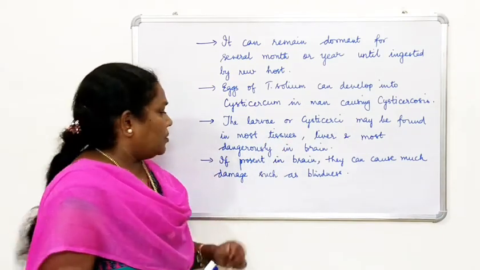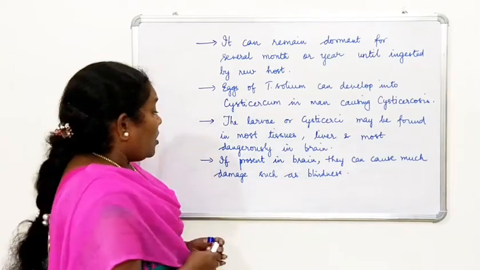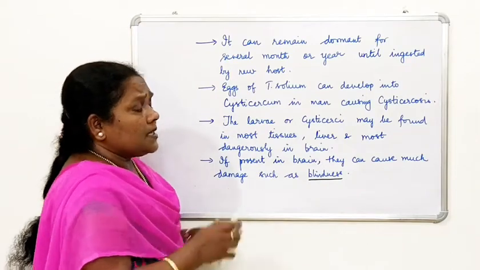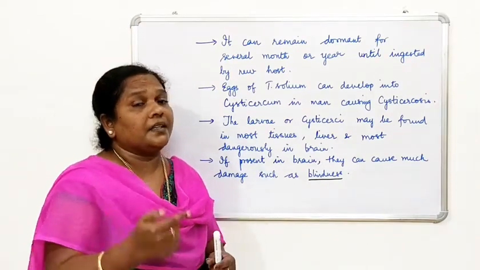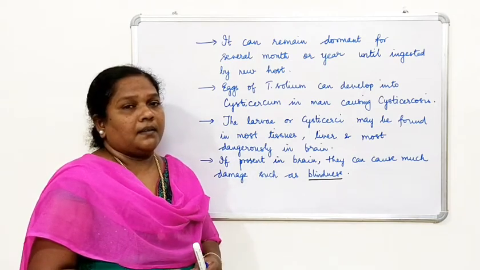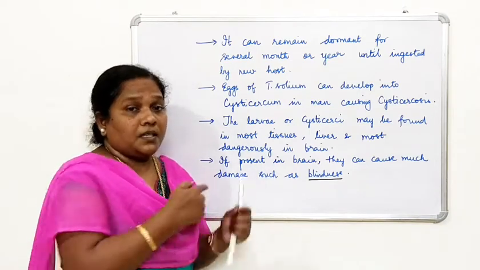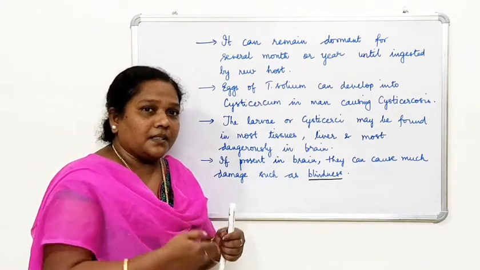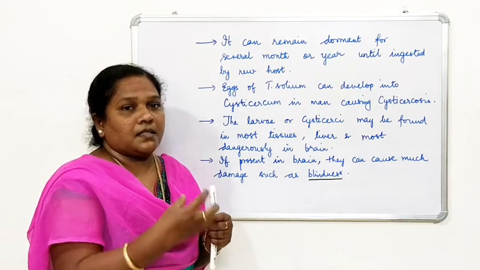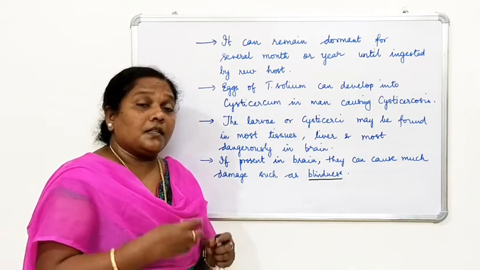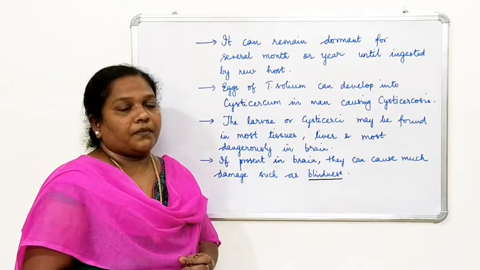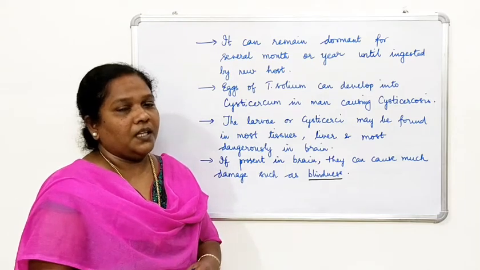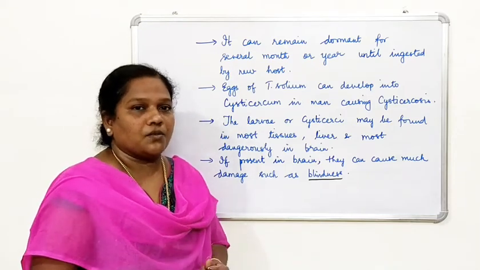One important point you have to note here is, if it is present in the brain, it causes damage such as blindness. Normally, these larvae develop into adult tapeworms only in the intestine of man. The development takes place only in man. So the cysticercus develops into an adult tapeworm. After that the cycle continues, and the stages of Taenia are released through the feces of the human. When these feces are taken by cattle or pigs, it is transmitted to the cattle or pigs. That is how the life cycle of Taenia continues, right?